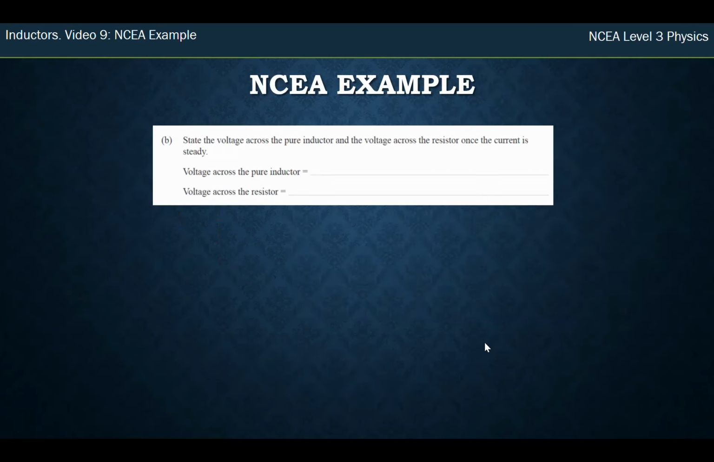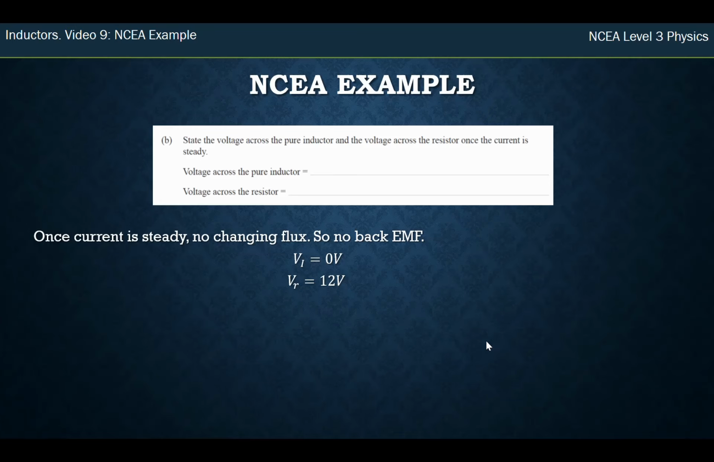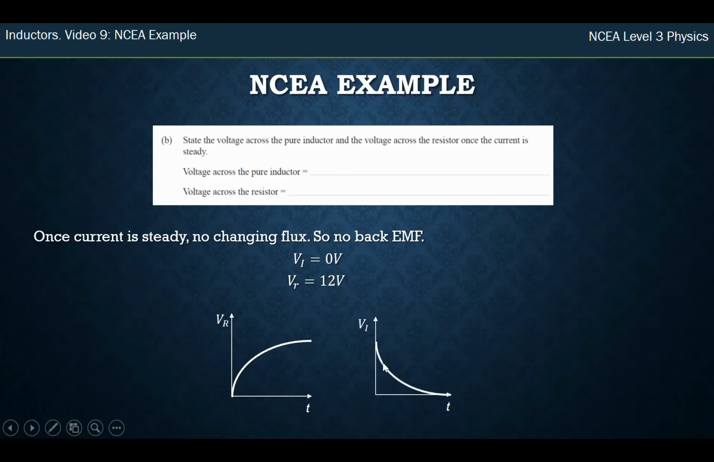Okay, calculate the voltage across the inductor and the voltage across the resistor once the current's steady. Once the current's steady, there's no change in flux, so there's no back EMF. Again, you just have to know these graph shapes. So the values are 0 and 12, but I'll just show you on the graph. The resistor, after a steady state, goes to its full value, 12 volts. After its steady state, the inductor has no more back EMF, so it's down to 0, and that's where the answer 0 comes in. So that's your achieved.